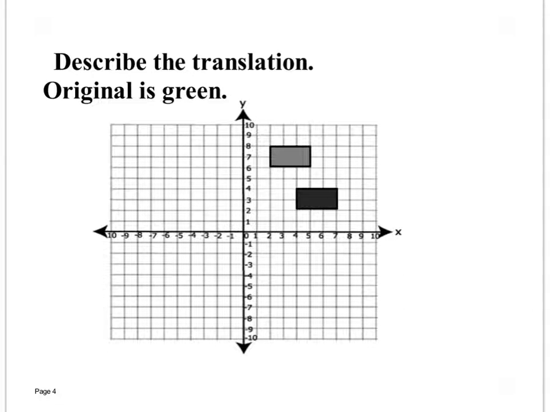So you're supposed to describe the translation. The original is green, that's the top one right here. So let's describe the translation. Someone tell me what's happening. Where is the image, in relative position to the original? It's down and to the right. To describe it, you have to tell me how far. So how far down did this go?